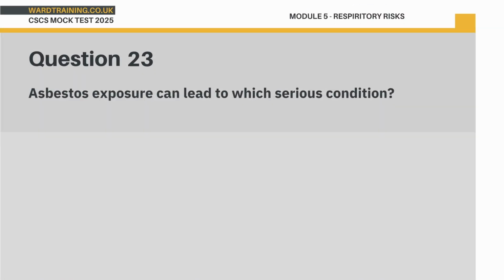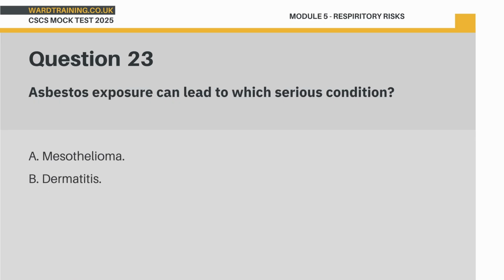Question 23. Asbestos exposure can lead to which serious condition? A, mesothelioma. B, dermatitis. C, vibration white finger. D, hearing loss. The correct answer is A, mesothelioma.